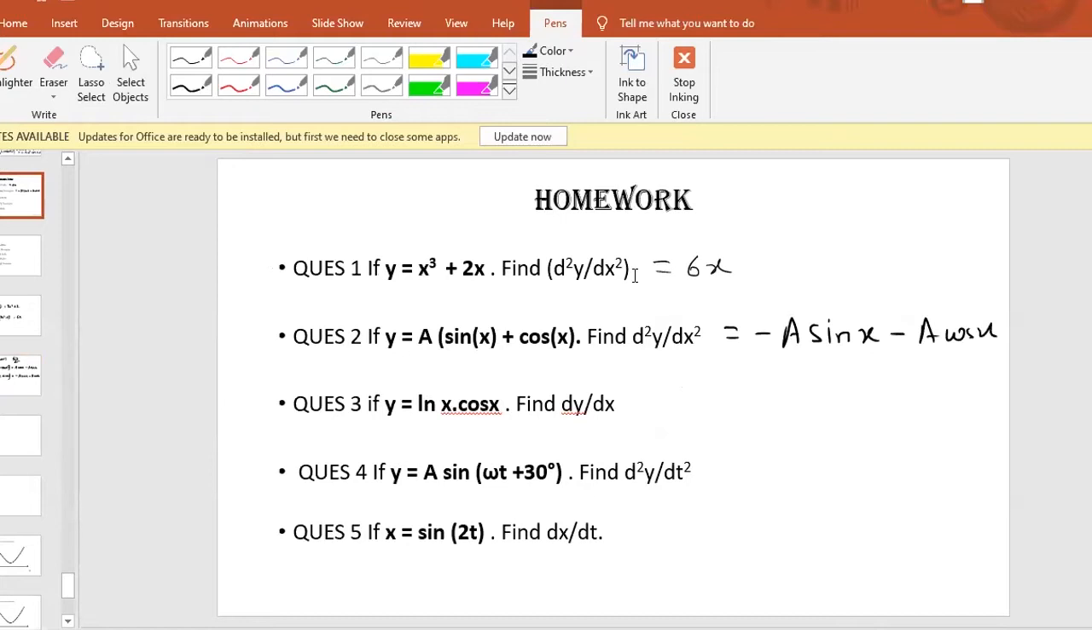You can take negative common. The answer would be minus a, that would be a sin x plus cos x if you take negative common.